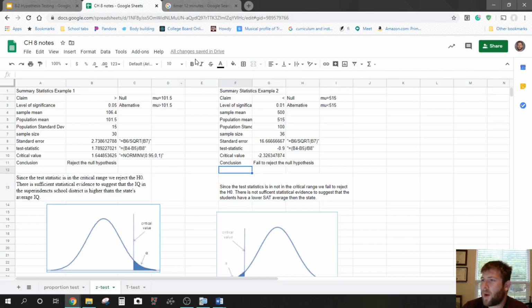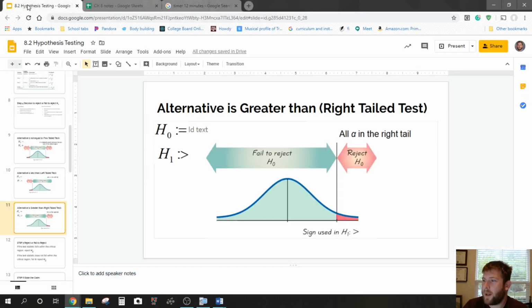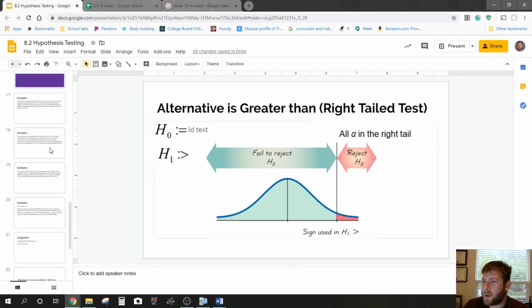So let's go ahead and go over to our example 2. Now this one I'm going to primarily do through the calculator. I also did it on Google Sheets, but I want to do it through the calculator just to make sure that you all know how to use it on the TI-84. Okay, so example number 2.